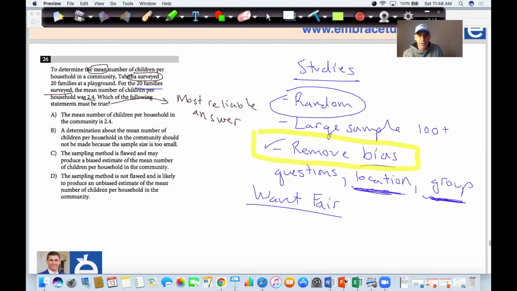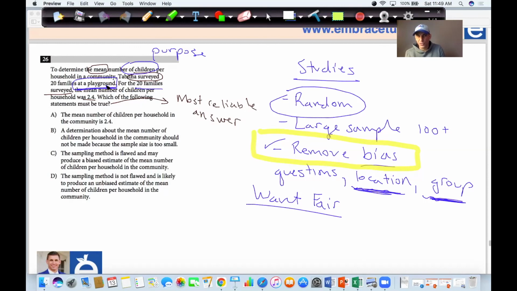Let's interpret this. We have to determine the mean number of children per household in a community. Tabitha surveyed 20 families at a playground. Okay, so first of all, 20 families is not enough. Realistically, she should have asked for more. However, trump card, she asked how many people have children, right? This is the purpose of the study. How many people have children?